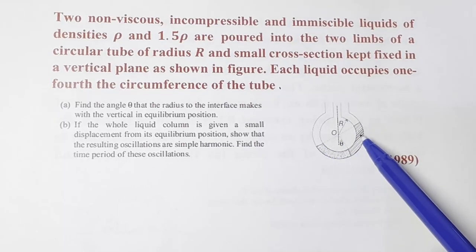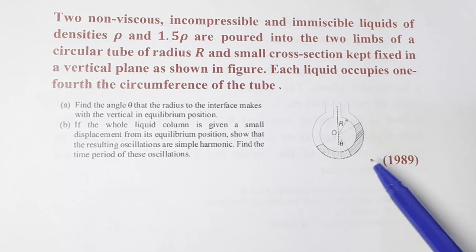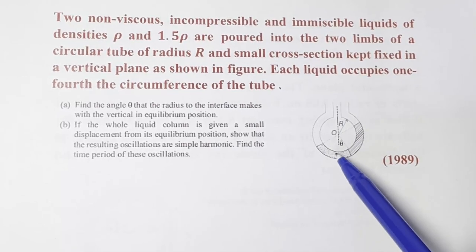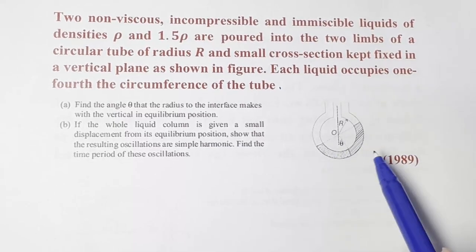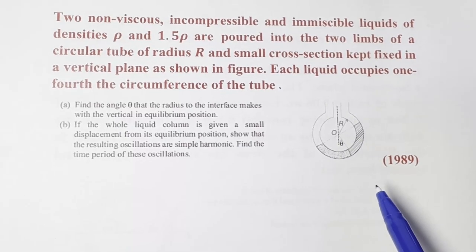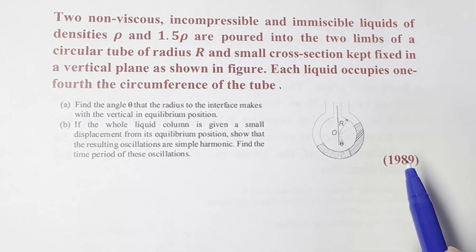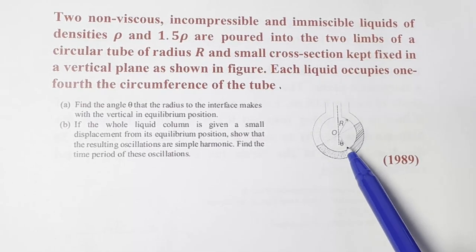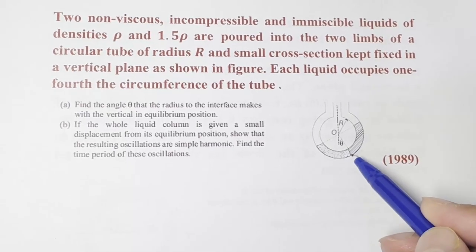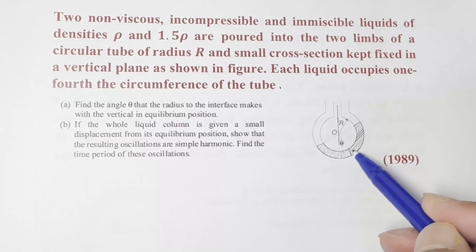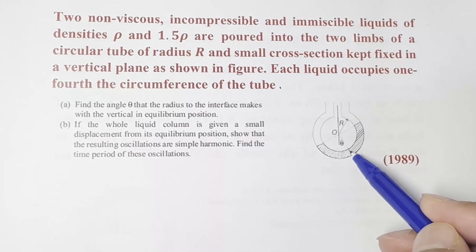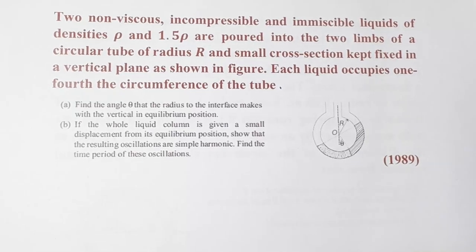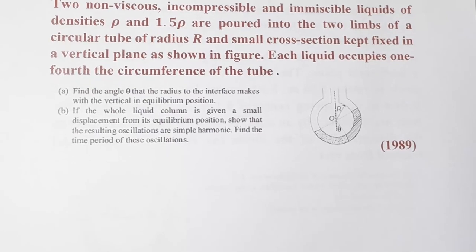So this is the tube, and we have two liquids, and they are incompressible and they are not able to mix with each other, having different densities ρ and 1.5ρ. And we are going to find out, in the first case, the angle theta with the interface. So this is the interface where the two liquids are meeting with each other but not mixing. This is a boundary sort of. So let us first of all draw this figure in a little bigger way.